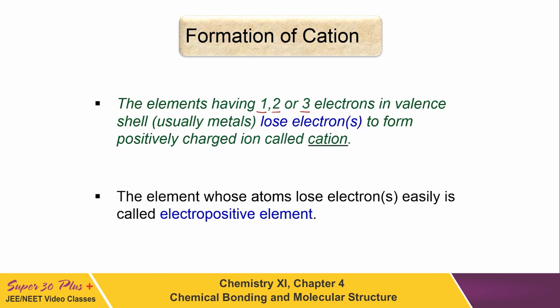It is quite difficult to gain 7, 6 or 5 electrons rather than losing 1, 2 or 3 electrons. So those elements which have 1, 2 or 3 electrons in the outer shell have a tendency to lose electrons, and as a result they convert into positively charged species called cations. These cations are simply formed by the loss of electron.